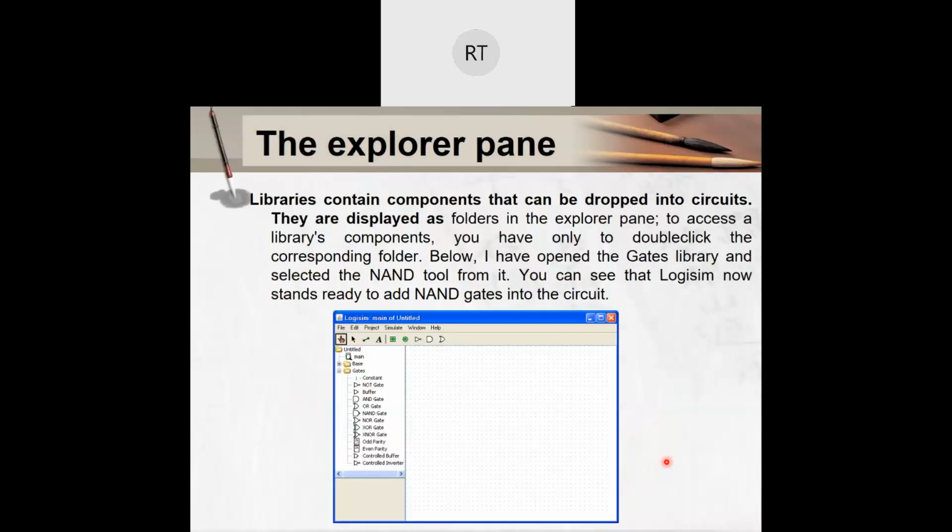Okay, so notice please here now, you have to download the library. If you don't download the library, you won't have all these components. Make sure you download the library with it, okay?